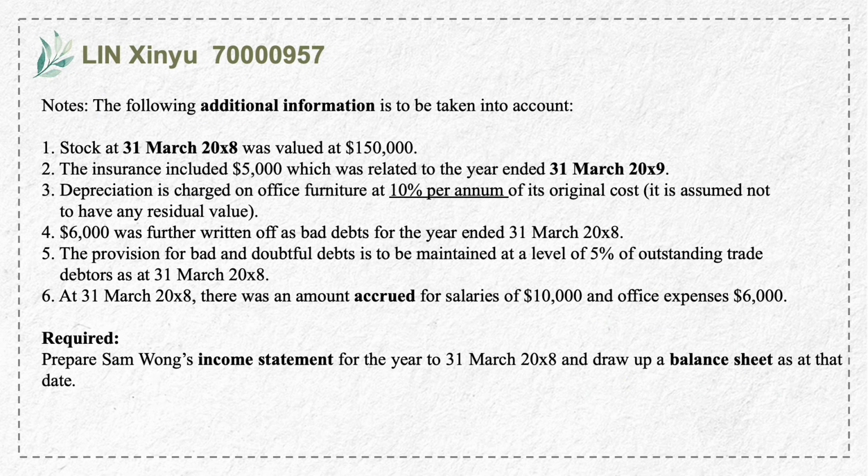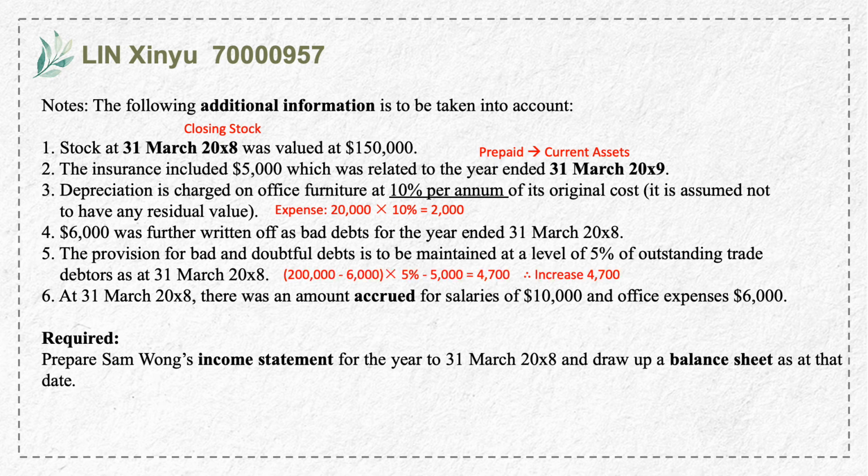This page is the additional information. The first is the closing stock, and the second is the insurance related to the next year. So this is a prepaid expense, and it belongs to current assets. And the third one is depreciation. We should use the cost of office furniture times 10% to get this year's depreciation, 2,000.